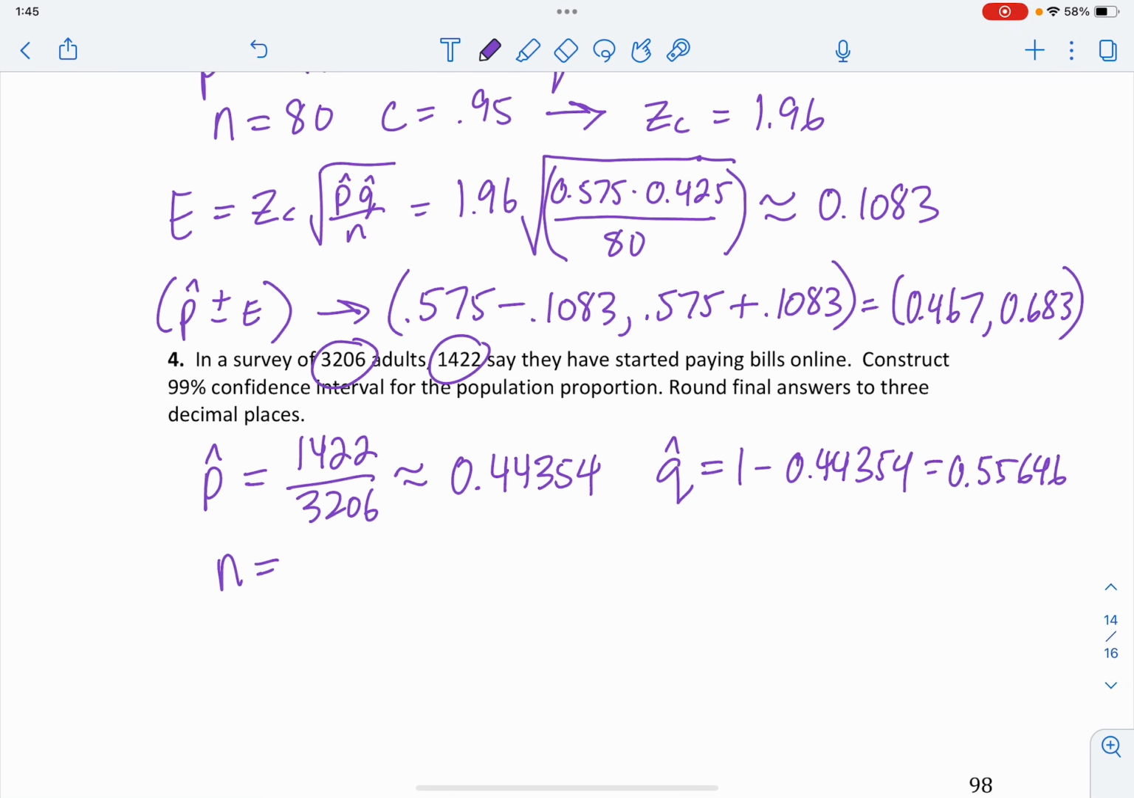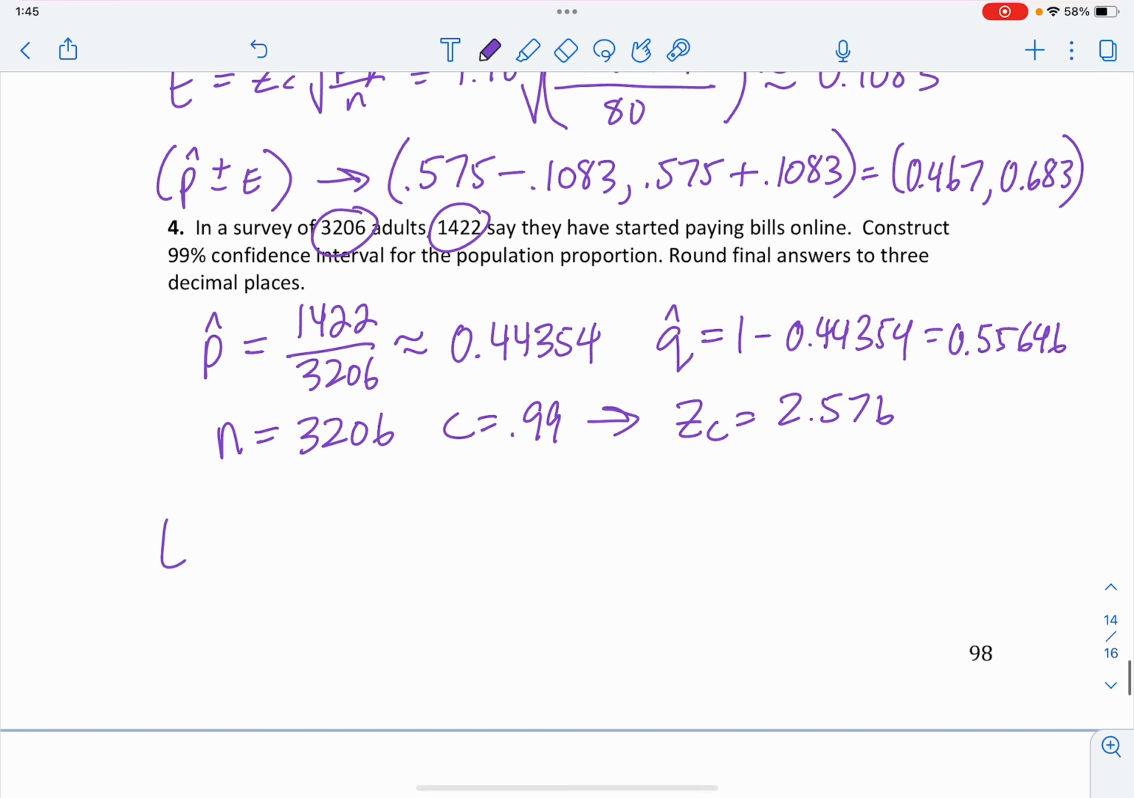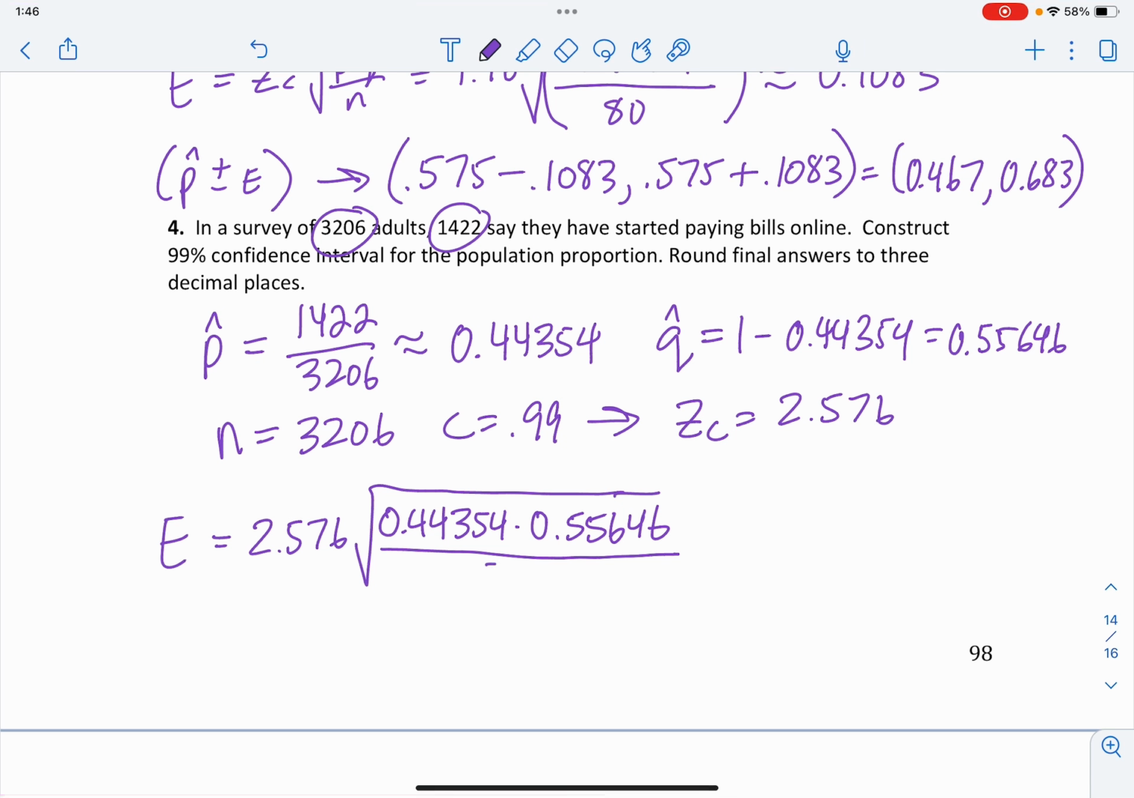And I know my N is the bigger one, 3206. We've got a C99, which leads me to the ZC, which if you look on the little table, 2.576, beginning at 6.1, page 83, I think. And we got all our numbers, plug it into our E formula. So it's always the ZC on the outside, square root, and this one's going to get a little long because I got the P hat first, 0.44354, times the Q hat, 0.55646, divided by the N, 3206.